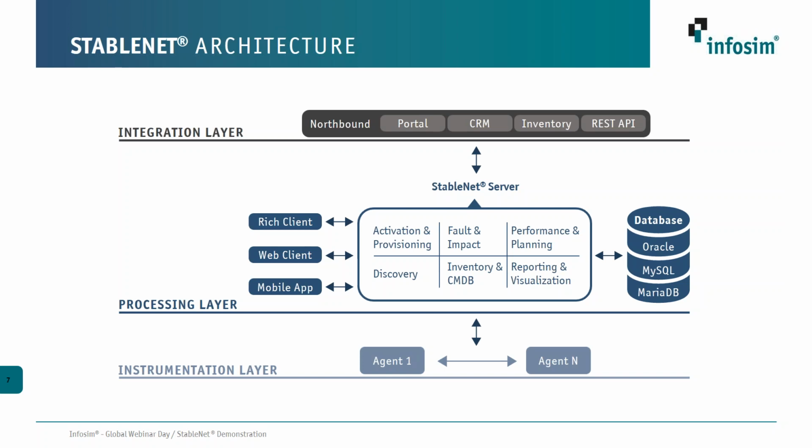As you can see in the left area of the diagram, StableNet provides several client interfaces, from the classic rich client to the web client that works on all major browsers. And of course, we also provide a mobile app for those users who are on the go. With our highly configurable and flexible northbound interfaces, you are able to connect and exchange data with, for instance, umbrella applications, CRM databases, or an inventory database, or all other sorts of applications that you have in your IT system.